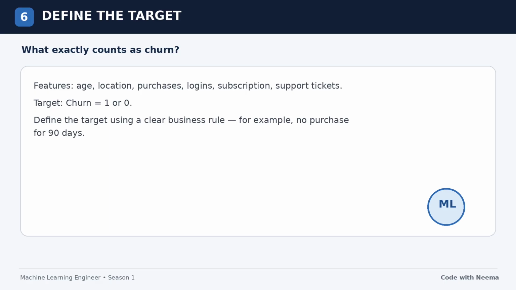Now we need to define our target. What exactly does churn mean? Does it mean the customer hasn't logged in for 30 days, 60 days? Did they cancel their subscription? Did they stop purchasing? We need a precise definition. For example, we could define a customer is considered churned if they haven't made a purchase for 90 days. Now our target becomes something measurable. Churn equals 1 or 0.